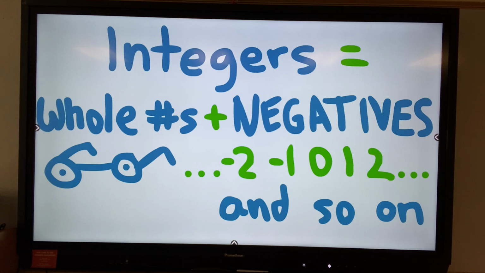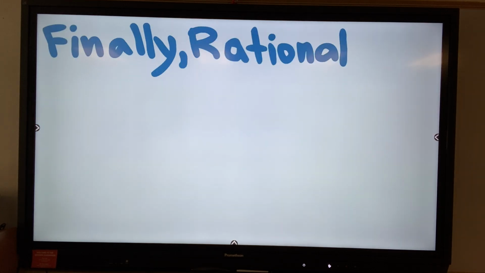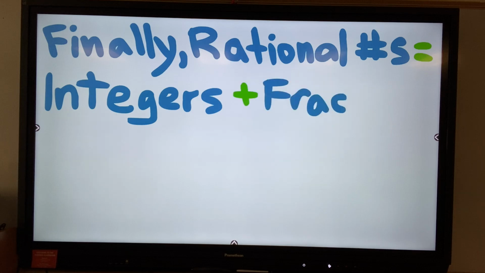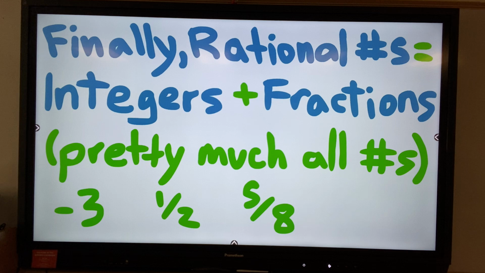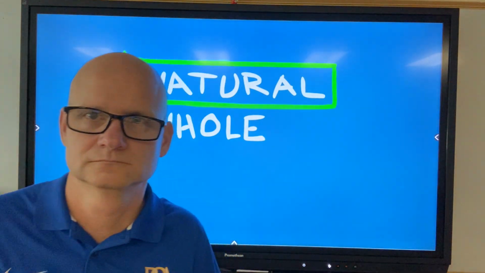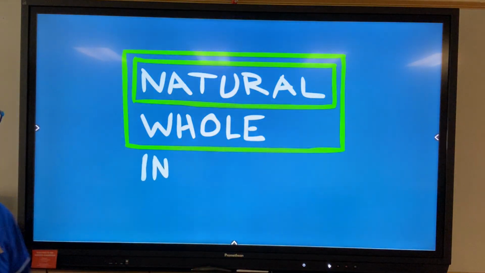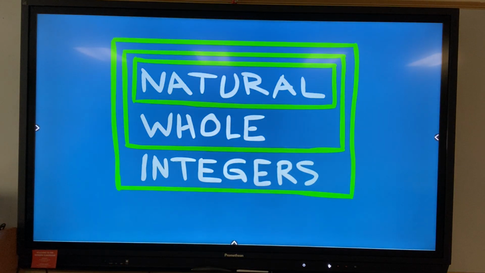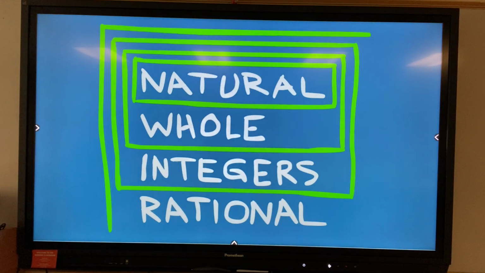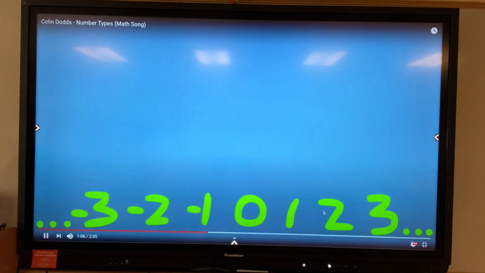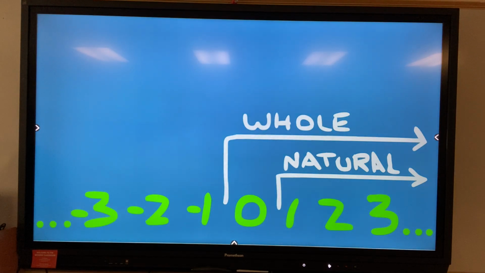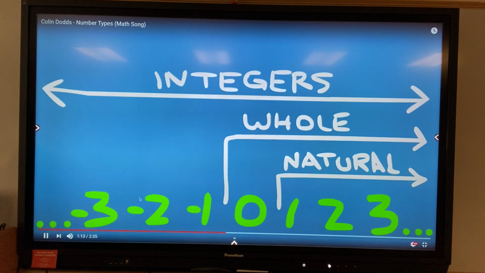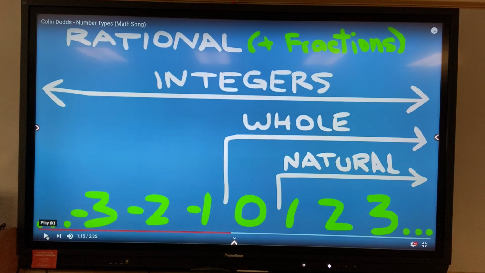Last but not least, rational numbers are integers and fractions like -3, 1/2, 5/8, and 14.2. All natural numbers are whole numbers. All whole numbers are integers. All integers are rational numbers. Now listen to that drummer. All natural numbers are whole numbers. All whole numbers are integers. All integers are rational numbers.